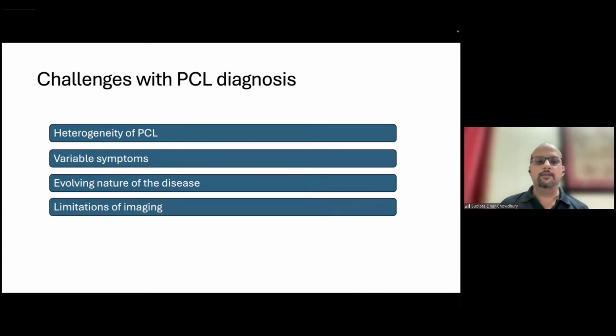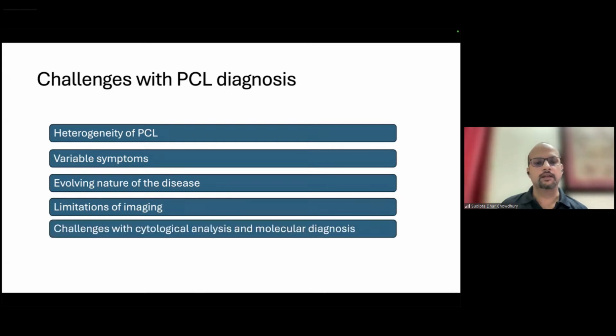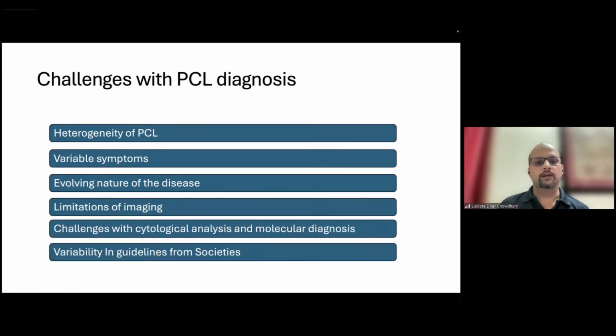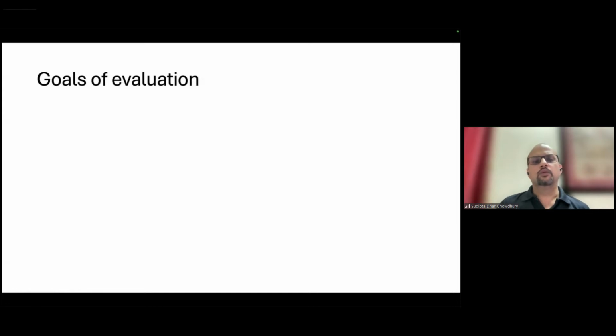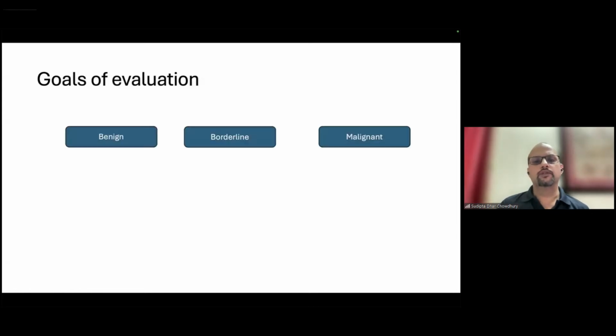There are limitations in the imaging that we'll discuss shortly, in that we may not have a thorough imaging. There are challenges with cytological analysis and molecular diagnosis. And of course, multiple societies have put up guidelines, and there's significant variability in the guidelines. So, what are the goals of evaluation? The goal of evaluation is primarily to discriminate between benign, borderline malignant, and malignant.